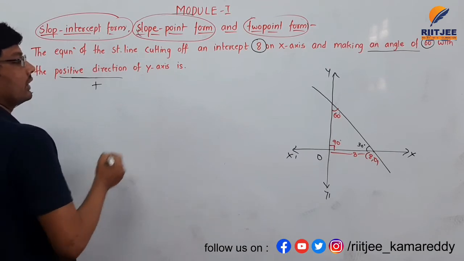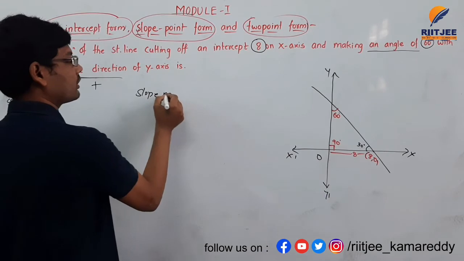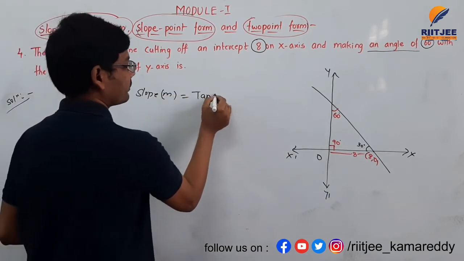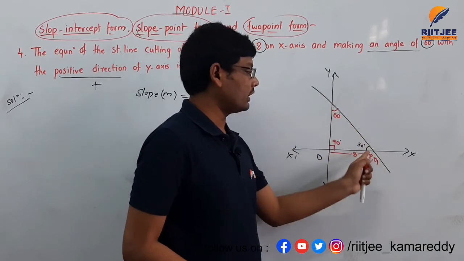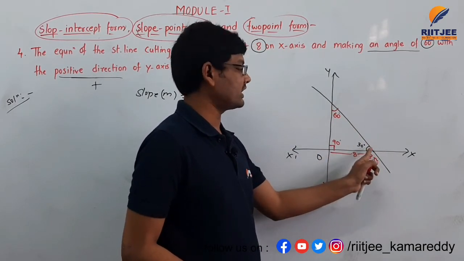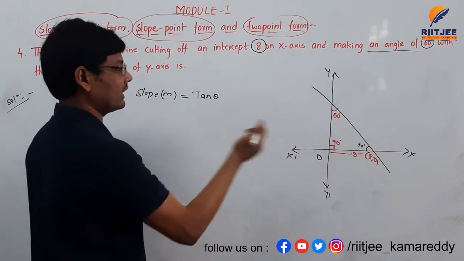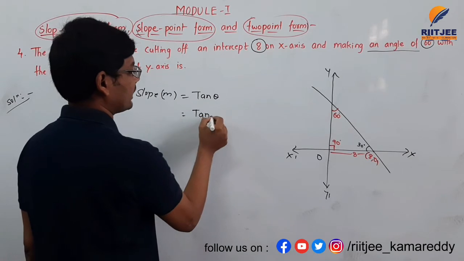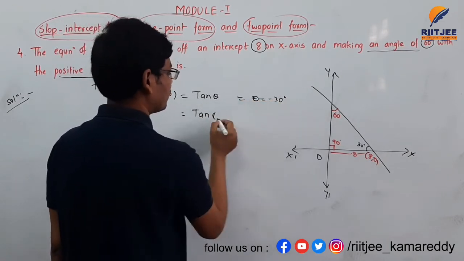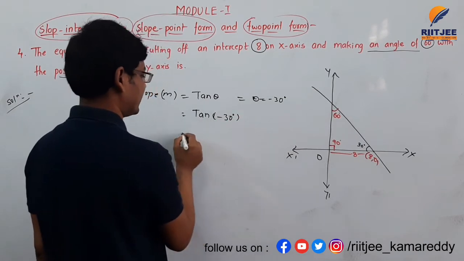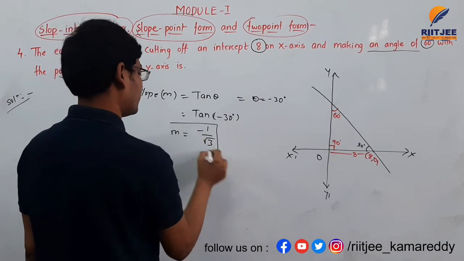So the solution. Here first we need the slope. The slope formula is m is equal to tan theta. If you want the slope value here, the angle should be known. This angle is 30 here, and it is in the negative direction. So that's why we should take theta is equal to minus 30 degrees. Then tan theta becomes minus 1 by root 3. This is nothing but the slope here.